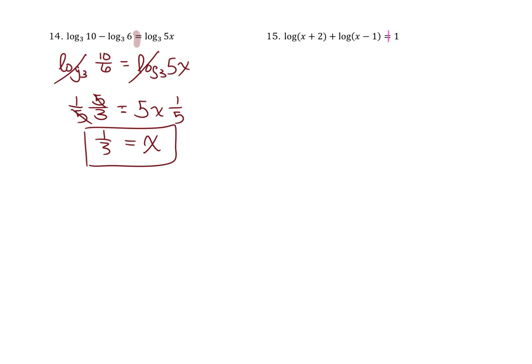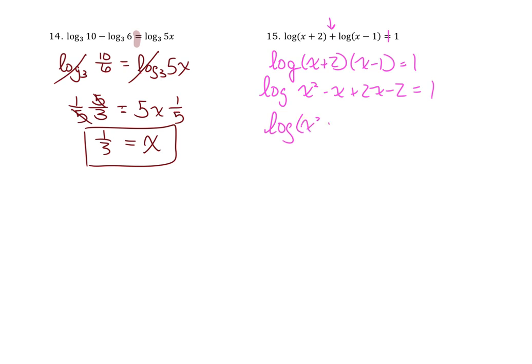So here I have log on one side, so that means I'm going to condense and rewrite it into exponent. So the plus means multiplication, so (x plus 2) times (x minus 1) equals 1. Well, now I've got to FOIL this, and so that's x squared minus x plus 2x minus 2. So log of x squared plus x minus 2 equals 1. So now that I have it condensed, I need to rewrite it into exponent form. Remember, a log with no number is an understood 10. So 10 to the first power equals x squared plus x minus 2.